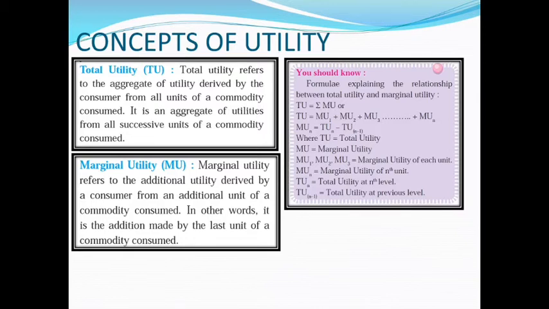For example, when I am very thirsty and I have a glass of water, that one glass of water satisfies my thirst. But if I am still thirsty, I will have more glasses of water. The addition of all the utilities derived from all glasses of water is called total utility. Yes, my dear students, total utility refers here to all the glasses of water. It is an aggregate of utilities from all successive units of a commodity consumed.